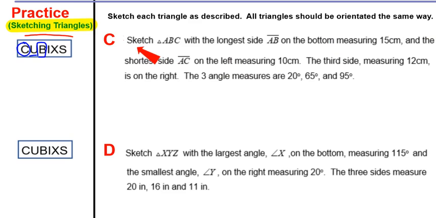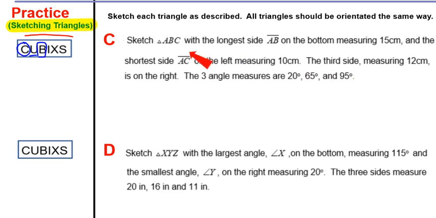So this question asks us to sketch triangle ABC with the longest side AB on the bottom, measuring 15 centimeters, and the shortest side AC on the left, measuring 10 centimeters. The third side, measuring 12, is on the right. The 3 angles measure 20, 65, and 95.